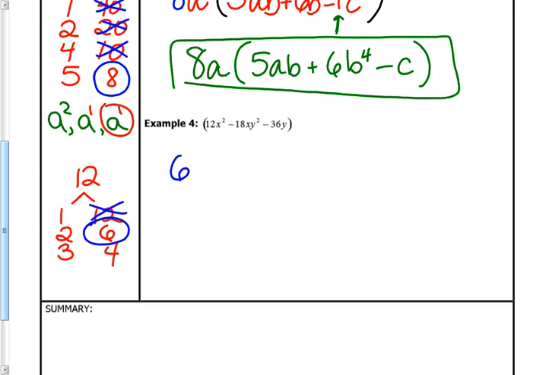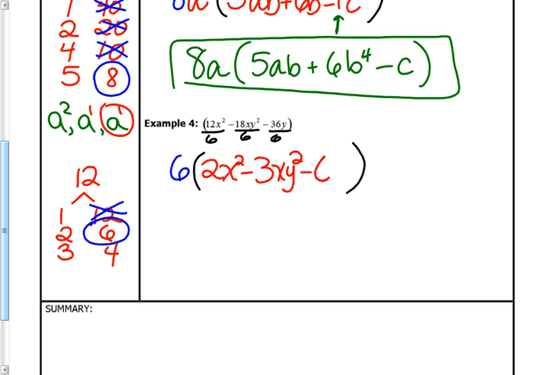So this means that if the only GCF I have is 6, then I go ahead and follow the next step. I'm going to divide each term by 6 to see what's left in parentheses here. So 12x squared divided by 6, well, 12 divided by 6 is 2, and we're going to have the x squared left over because we can't cancel it out. There was no other x that we could have divided by. Negative 18 divided by 6 is negative 3 or minus 3, and we'll still have the xy squared left over. And then negative 36 divided by 6 is negative 6, and we would have the y left over. So this will be my final answer.